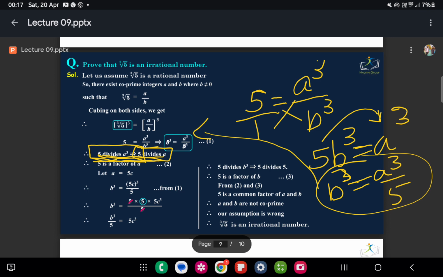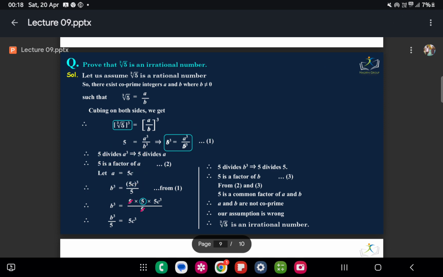Then 5 is a factor of a, so we will tell that 5 is a factor of a. a has 5 as a factor. Let a equals 5c. Now we can say that a equals 5c. Instead of b we can take c.